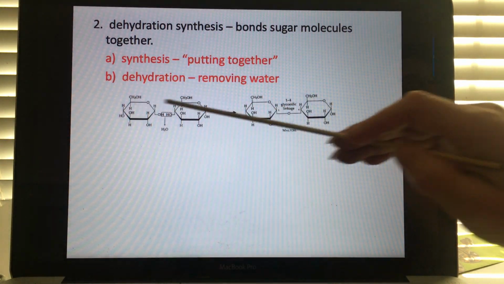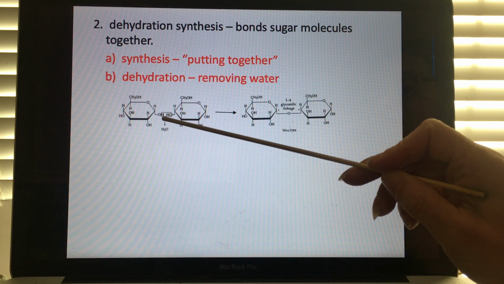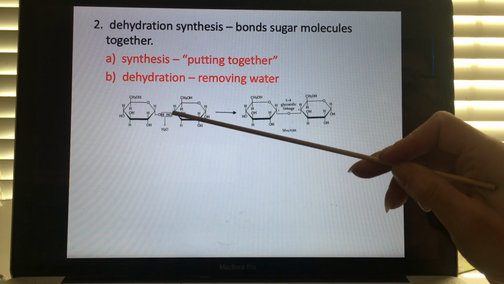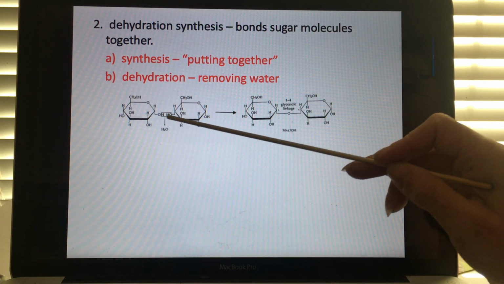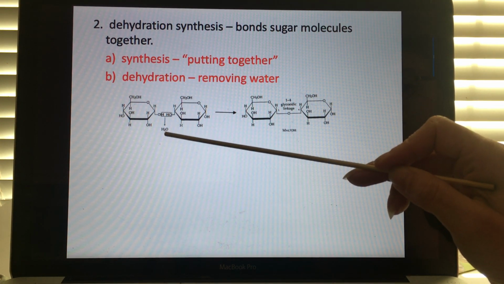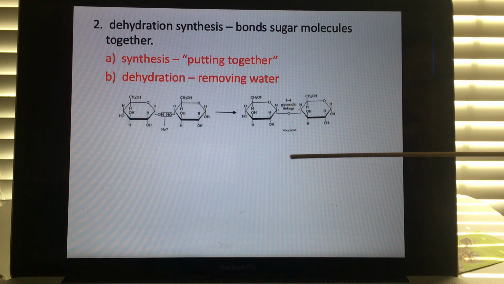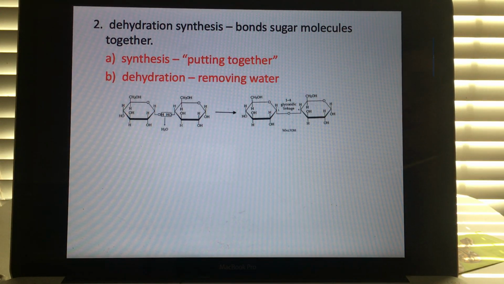So if we show you this diagram, we have 2 glucose molecules, and if the hydrogen comes off of one hydroxyl group and the OH comes off this molecule, the hydroxyl group, comes together, and you have 2 hydrogens and 1 oxygen, and you get water. So now you have a disaccharide, so you have maltose. So if you have glucose plus glucose, you get maltose.